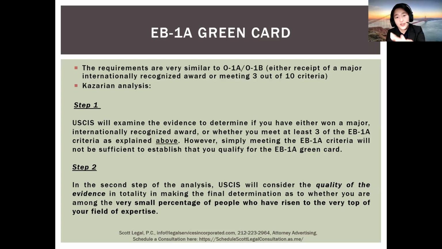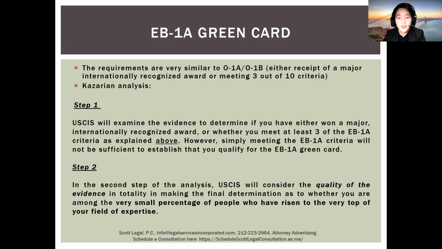But if that is all that you have submitted, you will be challenged on the second step of the Kazarian analysis. So what does the second step of the Kazarian analysis entail? It is the question that, taken as a whole, does the entirety of the submitted evidence in totality really describe a person who is truly one of the very small percentage of people who have risen to the top of the field? So they look at not only the quantity, but also the quality of the evidence.